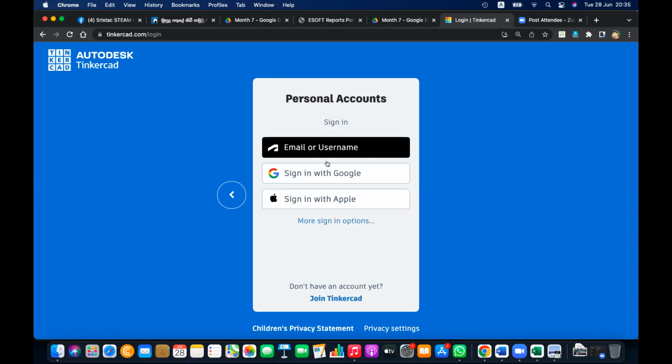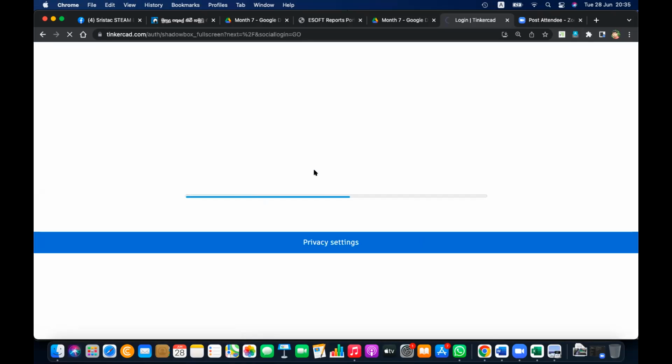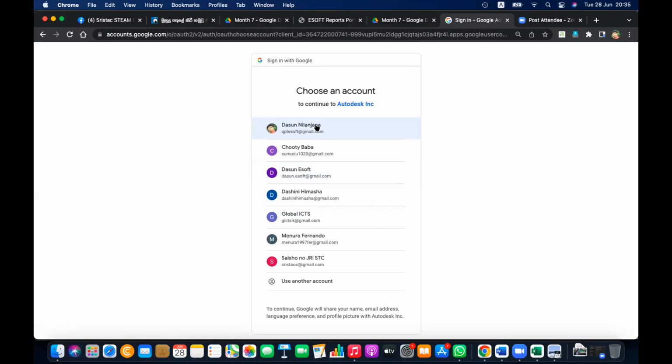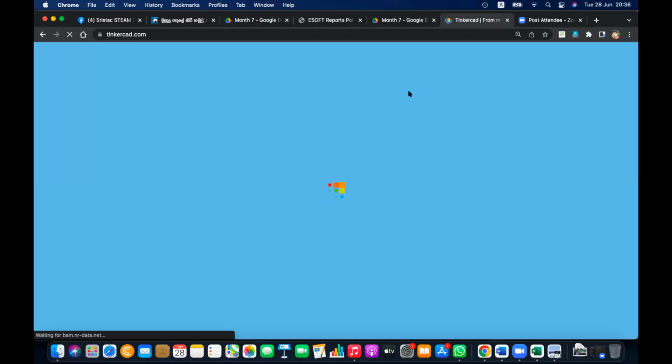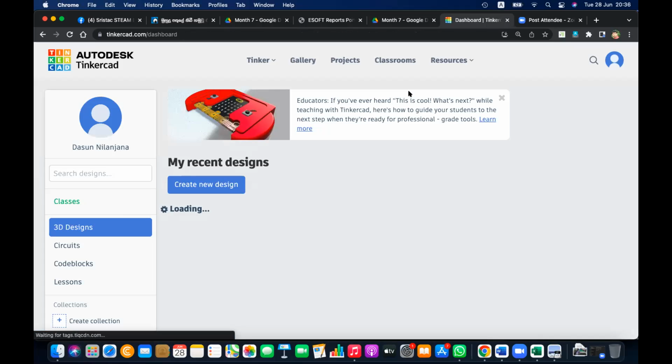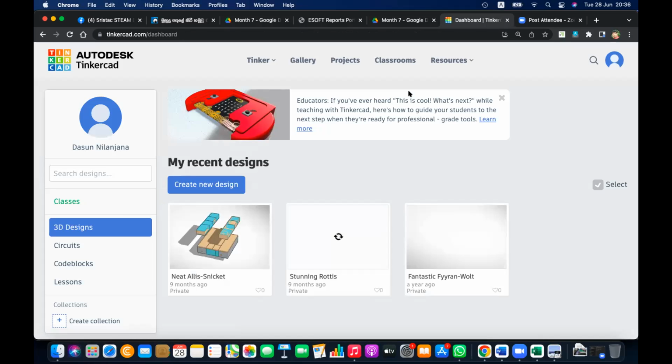Email or username. Okay, I can use this one. Right? Sign in with Google, that is easy, I think. Rather than using email or username, sign in with Google is easy, right? You don't even need to create an account. I'll be making it. Sign in with Google. Then it will prompt us some Google accounts. I can select my Google account from that, the Gmail account. Okay, here it is. And it's logging in. So shall we all log in?